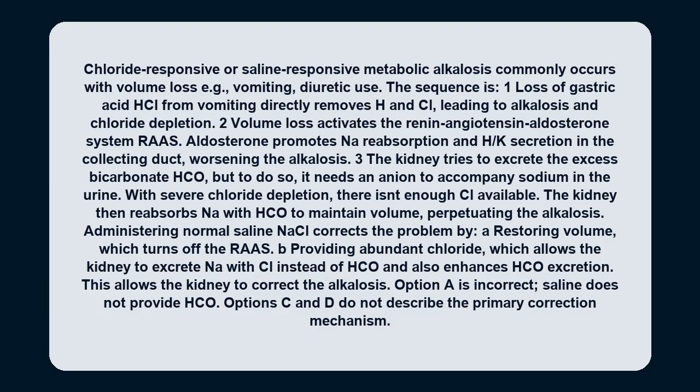Chloride-responsive or saline-responsive metabolic alkalosis commonly occurs with volume loss, e.g., vomiting, diuretic use. The sequence is: 1. Loss of gastric acid HCl from vomiting directly removes H+ and Cl-, leading to alkalosis and chloride depletion. 2. Volume loss activates the renin-angiotensin-aldosterone system, RAAS. Aldosterone promotes Na+ reabsorption and H+/K+ secretion in the collecting duct, worsening the alkalosis.